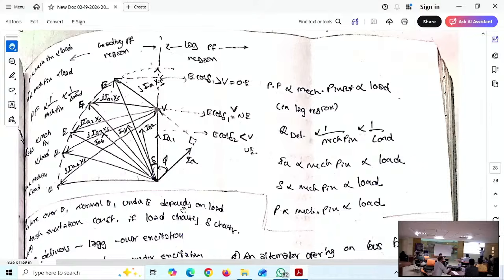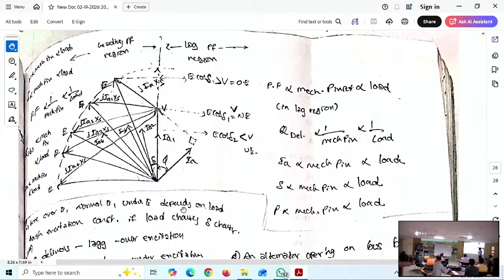IA, when it is in this IA, this is V. What region means what type of load? Inductive load, lagging power factor region. When it is aligning with V, resistive load, unity power factor. Beyond that, leading capacitive load, leading power factor region.